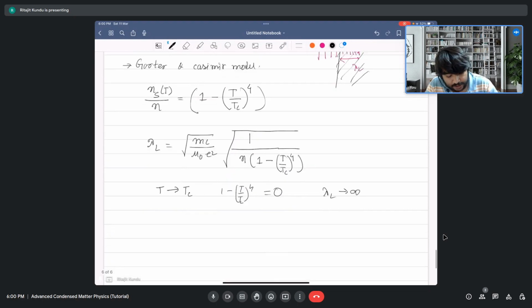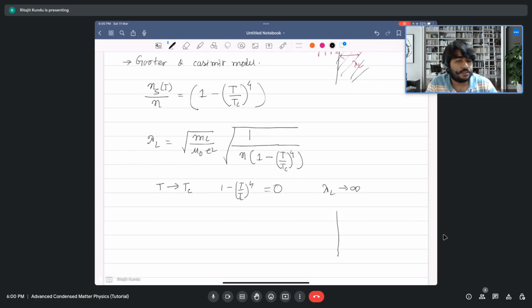That means at tc, as the superconductivity vanishes and the system becomes normal metallic, there is no screening. The magnetic field retains its full amplitude and just propagates through the metal. So it becomes transparent.